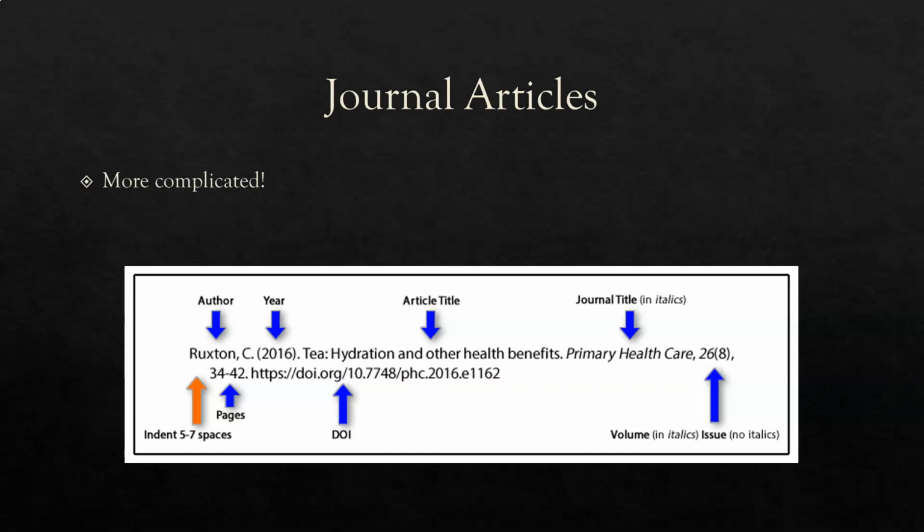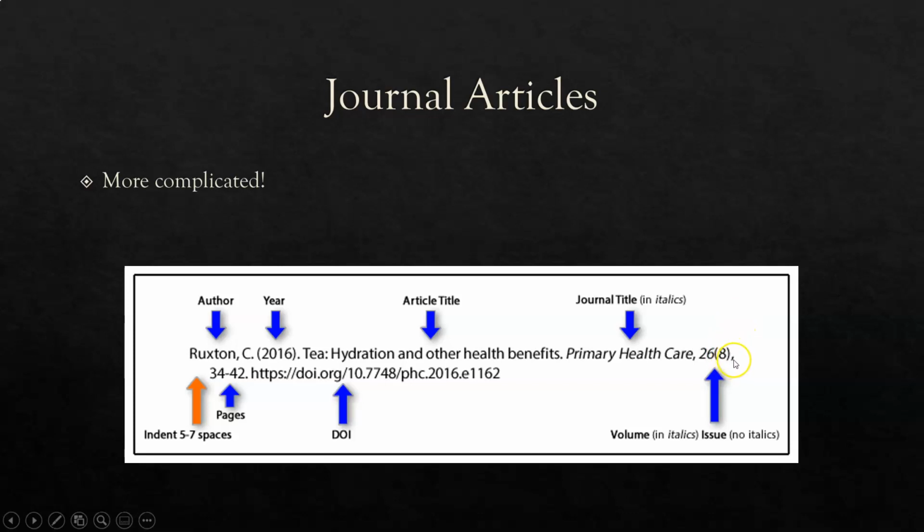Those go lowercase, but every major word is capitalized. Then you have a comma. Then you have some numbers here. The first number is the volume number that this article appeared in, and it needs to be in italics. Right after that, in a bracket, you have the issue number. That is not in italics. That's just regular print, just to make it confusing, I guess.